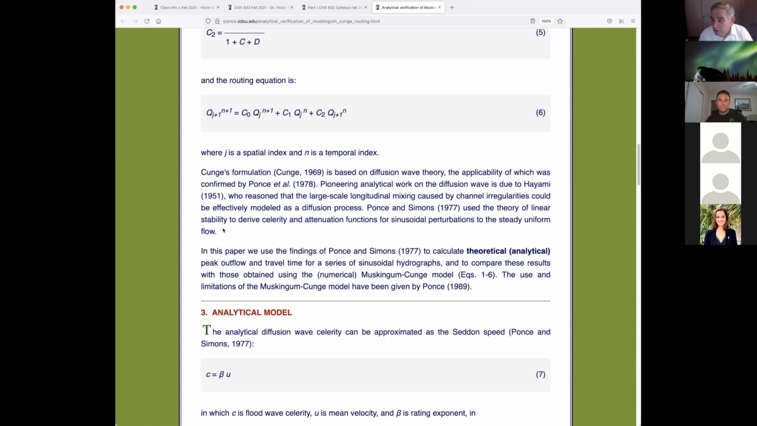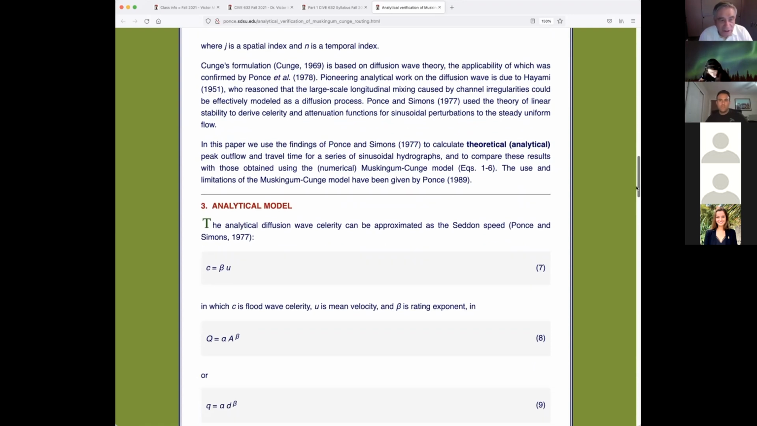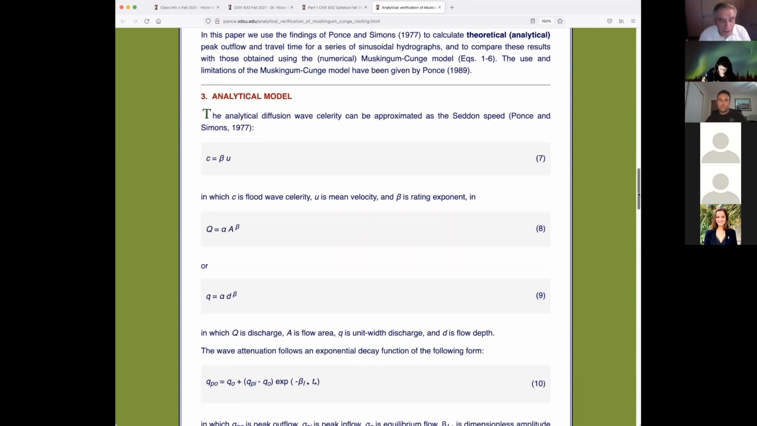But see, the theory is good, but it cannot be used in practice. You can use it to support, but not to actually get a number. Unless, of course, you did what I did in the lab here, which proved a specific case. Okay. In this paper, we use the findings of Ponce and Simons to calculate theoretical, I bolded it today, theoretical, that is analytical peak outflow and travel time for a series of sinusoidal hydrographs, and to compare these results with those obtained using the numerical method, because we have a numerical method.